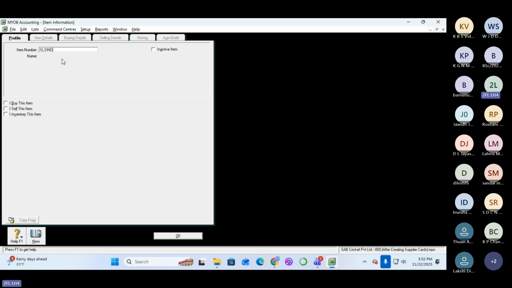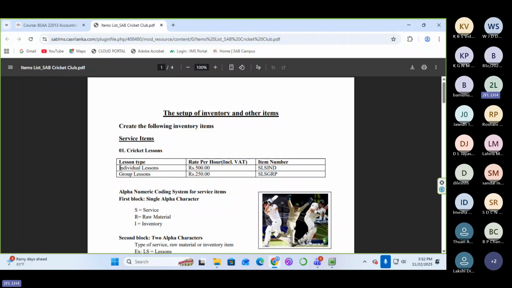You should be able to enter it because you are now reading the code. Service, and it's lesson, and then individual. Then you can press the tab key. When you press the tab key, you can see other fields becoming open. And then you have to enter the name of the item. The name of the item is individual lessons.